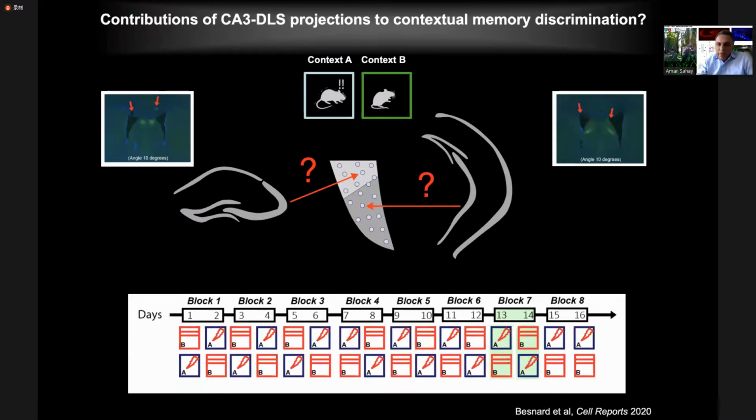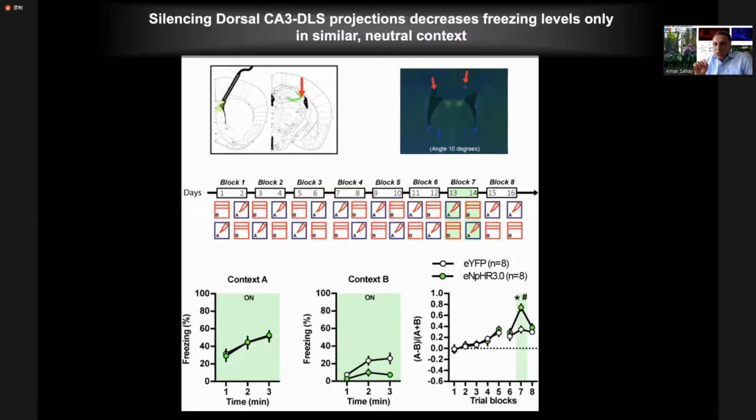What Antoine found is that when you silence dorsal CA3 projections in the dorsolateral septum, you don't affect freezing levels in the fear-conditioned context A. Instead, we observed a reduction in freezing levels in the similar context B. And this in turn impaired context discrimination as captured in the discrimination ratio.